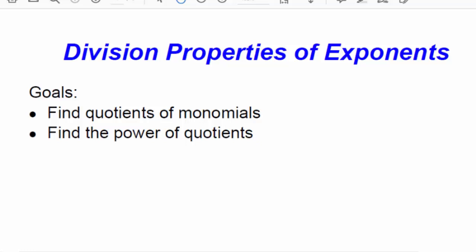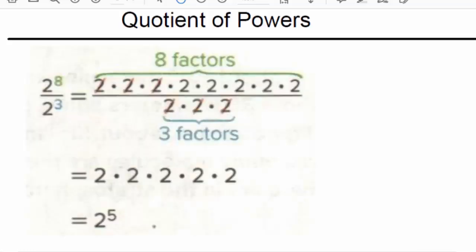For this video we're going to talk about the division property of exponents. You can see our goals here. Find the quotients of monomials, and of course you have to watch the other video to know what monomials are. Find the power of quotients. Okay, so when we talk about quotient of powers, quotient of course is the solution to a division problem. So we're talking about dividing of powers, division powers.